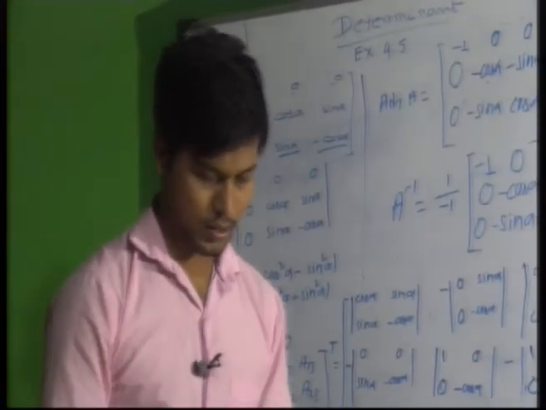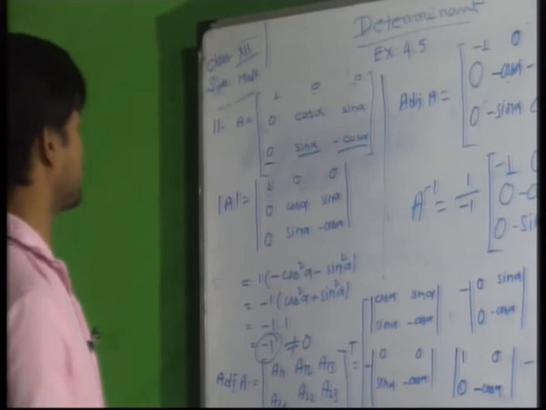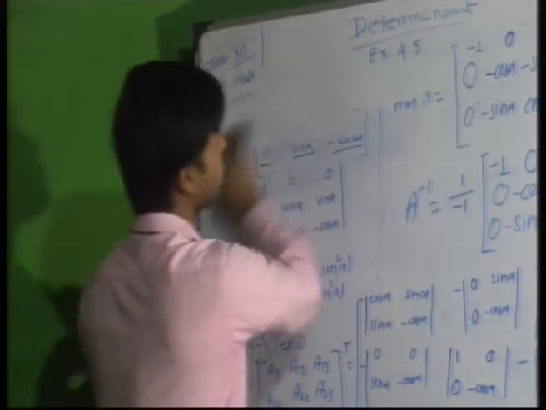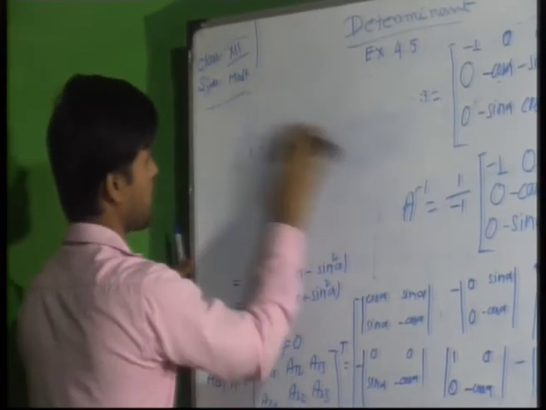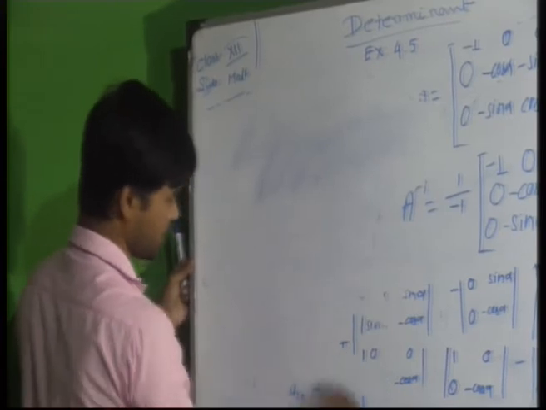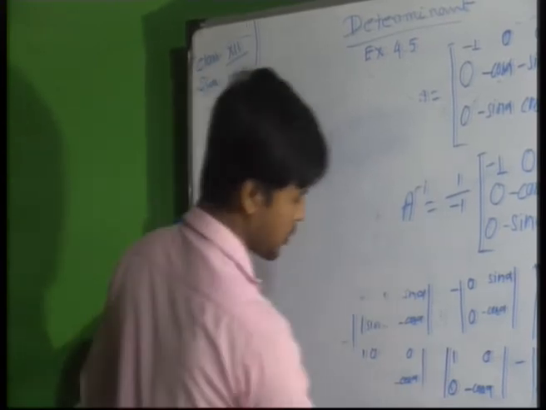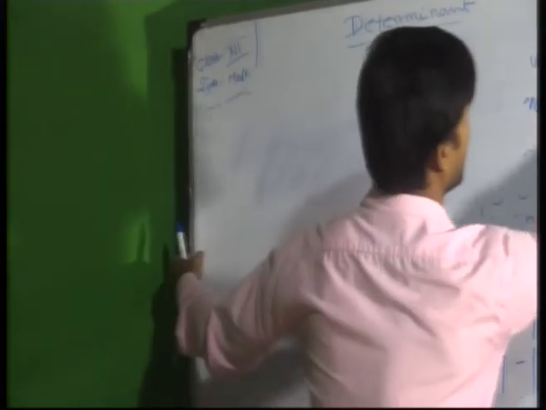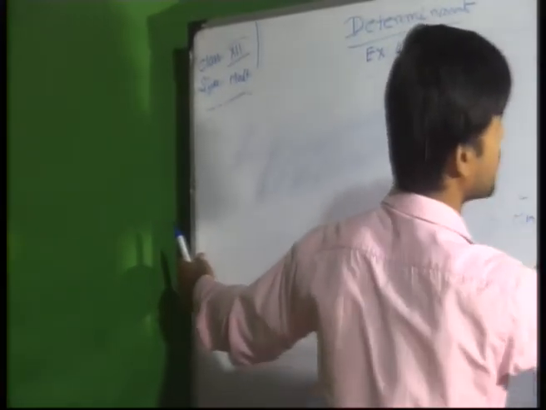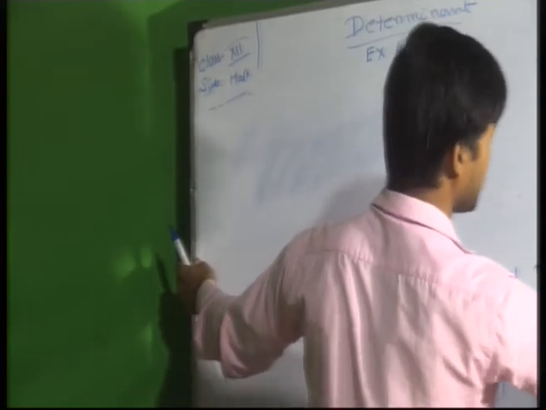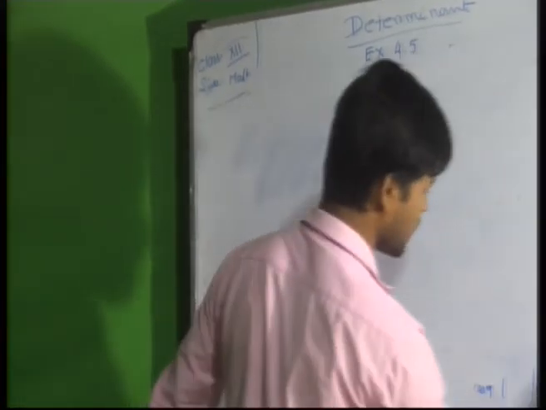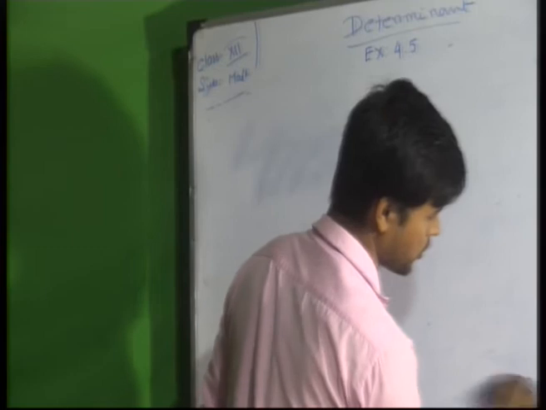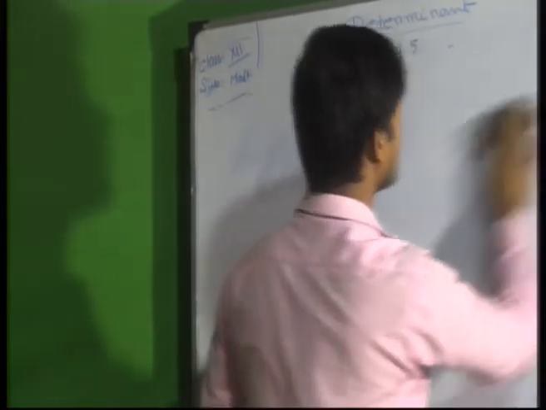Okay. So let's solve question number 12 now. Question number 12. This is a very important property of a matrix, that (A into B) whole inverse is equal to B inverse into A inverse. We have to verify this property with the help of an example.